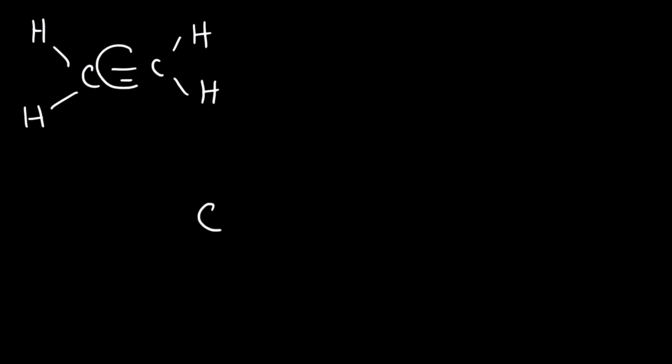Now what about ethene, also known as ethylene? How can we draw the hybrid orbitals in this molecule? So we said that a double bond has 1 sigma bond and 1 pi bond. The sigma bond is an overlap between 2 sp2 hybrid orbitals. Now keep in mind, the hybridization is sp2.